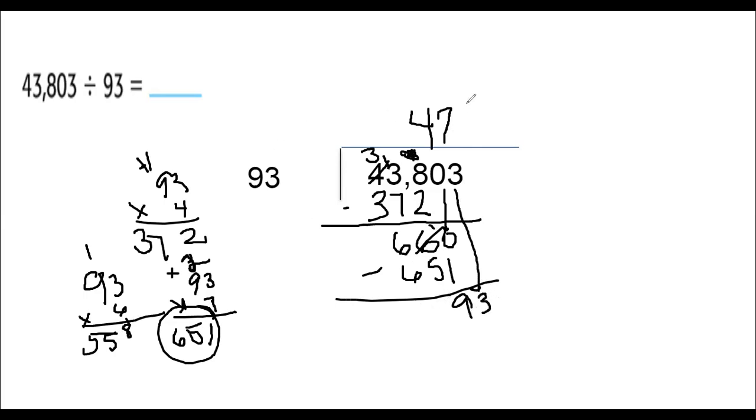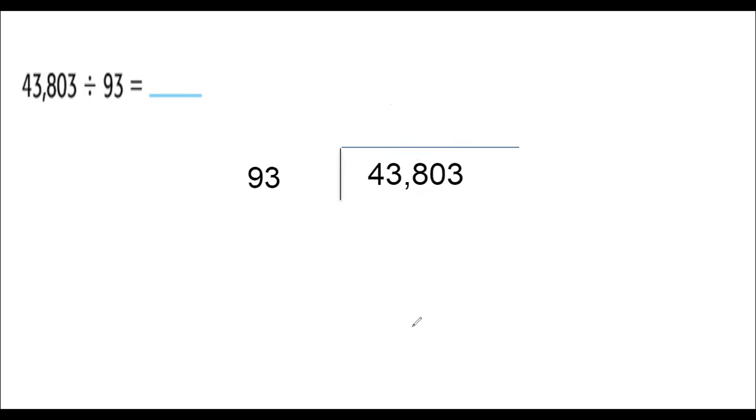93 divided by 93 is 1. I'm going to put that over the very last digit in the dividend. 1 times 93 is 93. 93 minus 93 is 0. So my answer is 471. Division is a process, friends.